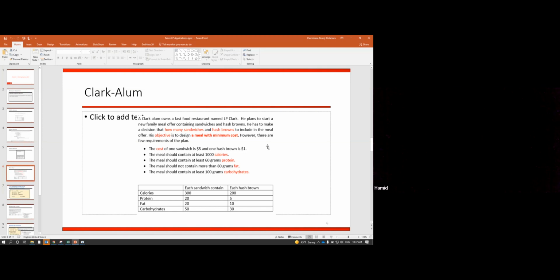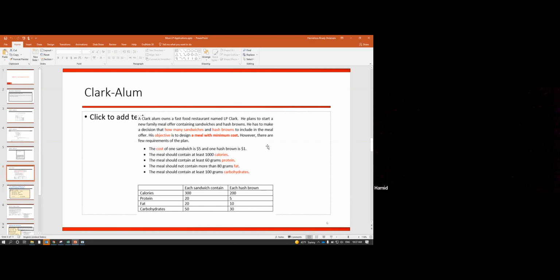However, there are requirements for the plan. The cost of a sandwich is $5, and a hash brown $1. The meal should contain at least 1,000 calories, at least 60 grams of protein, not more than 80 grams of fat, and at least 100 grams of carbohydrates. And for each sandwich and hash brown, you know the amount of calories, protein, fat, and carbs.